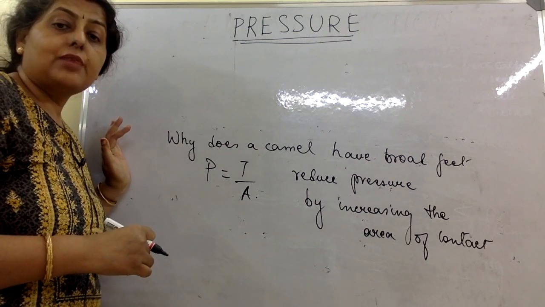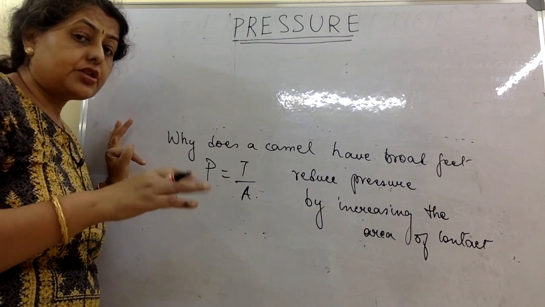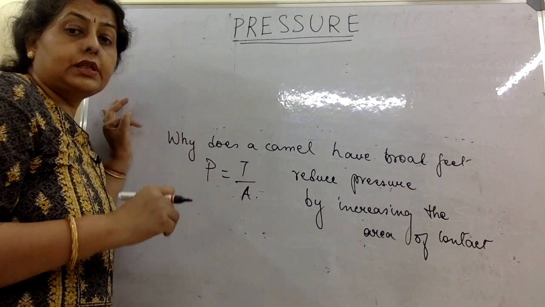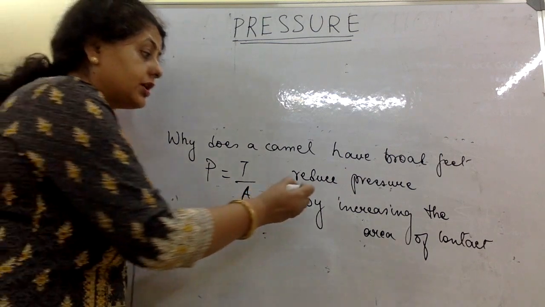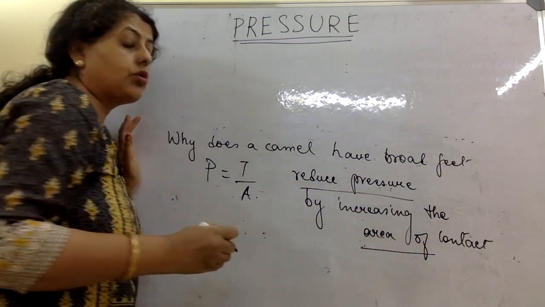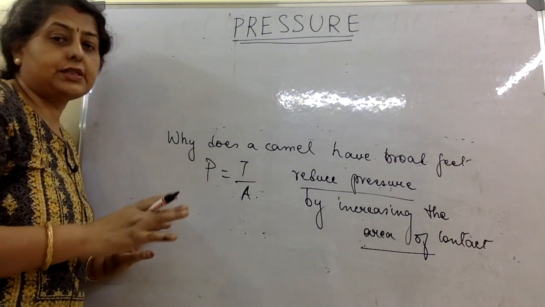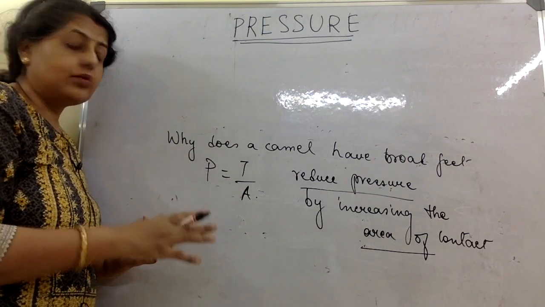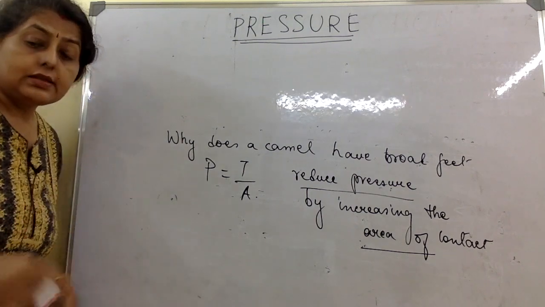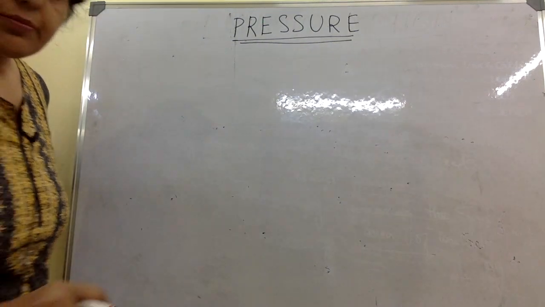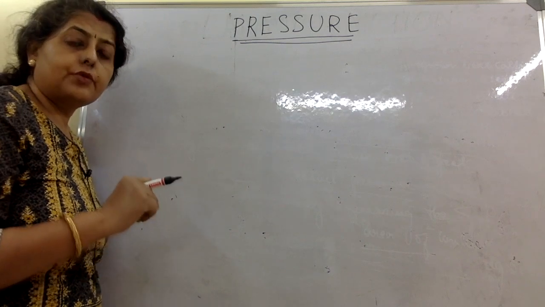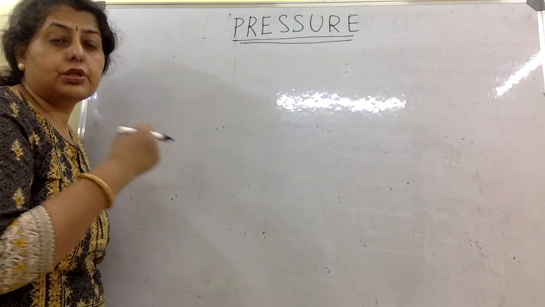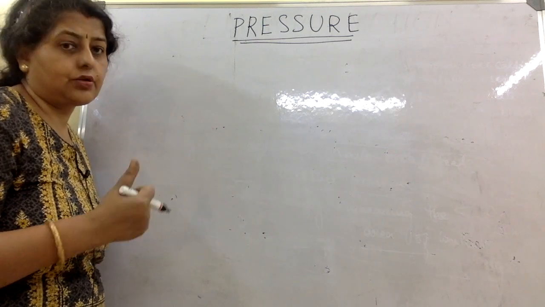Why does a camel have broad feet? To reduce the pressure by increasing the area of contact is the keyword. So here, reduce the pressure and increase the area of contact so that it doesn't sink into the sand. In each of these answers you have to keep writing all this. Okay, so let's see the next example. Remember, there are some uses of bigger surface area, bigger area of contact, and there are some uses of small area of contact also.